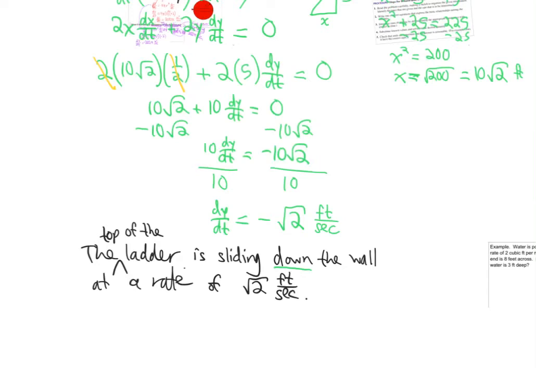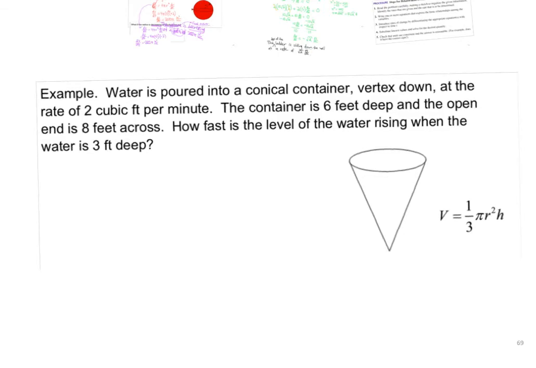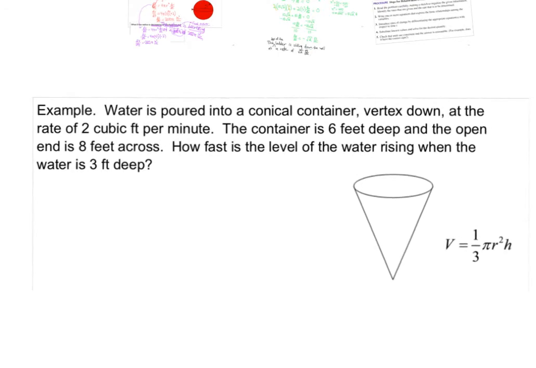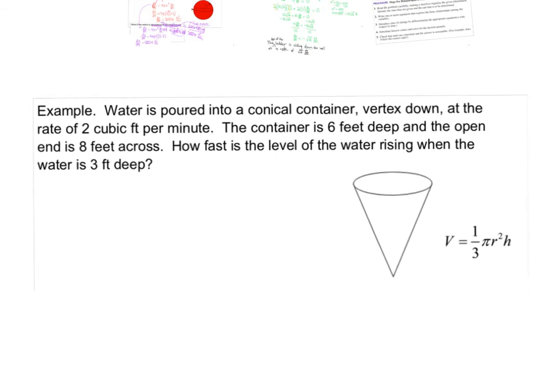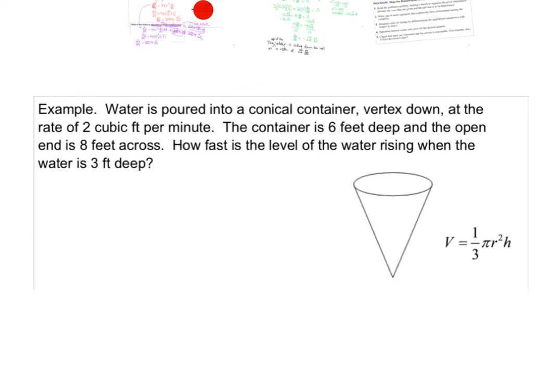All right, last example. It's going to have to do with water going into a conical container. You may have seen in different places, sometimes when there's a water dispenser, the cups are in the shape of a cone rather than a usual cup shape. So imagining water pouring into a conical container, you're seeing that more and more nowadays, actually.